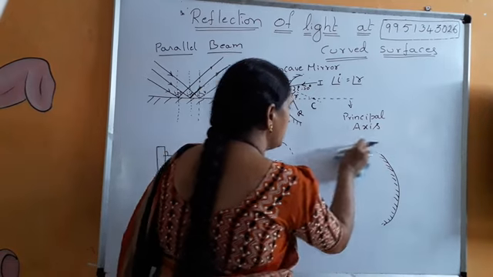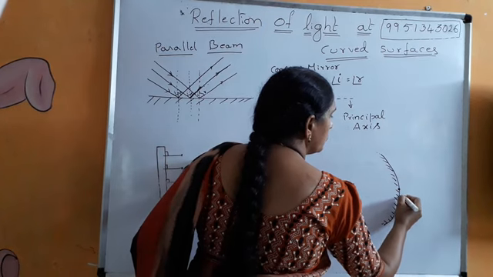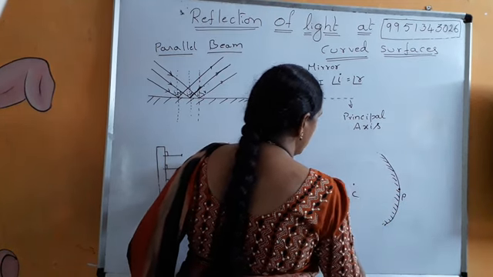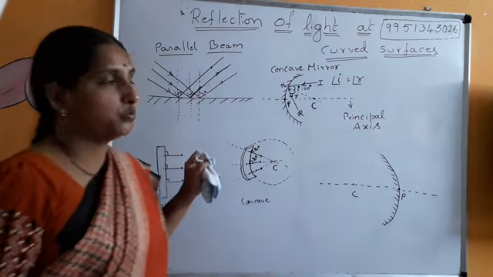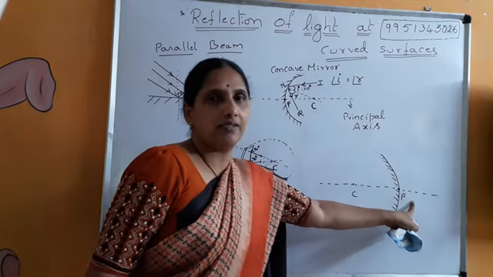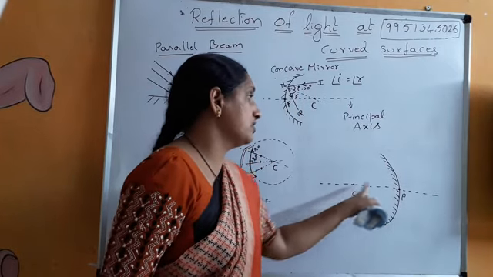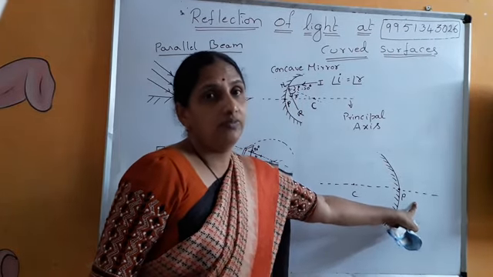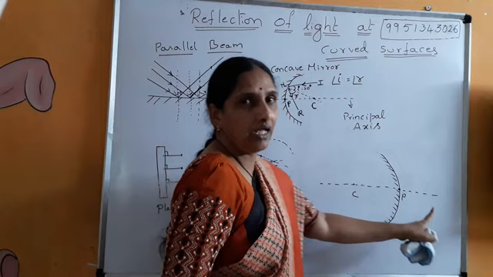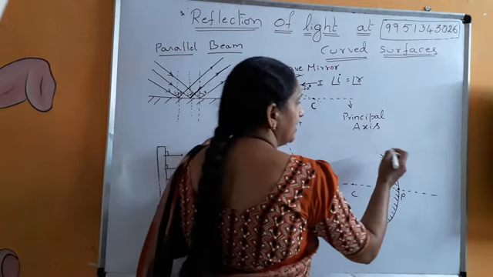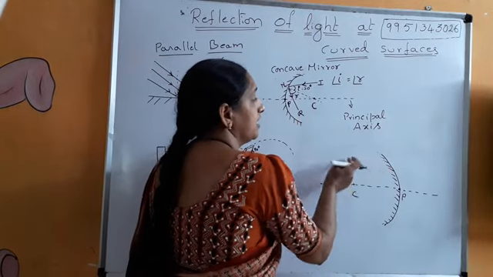Once I am able to locate my center of curvature, this is the pole of the mirror, and this is the center of curvature. Now the principal axis passes through these two points. An imaginary line drawn passing through the center of curvature and the pole of the mirror is the principal axis. What is that? Principal axis. Now this is my reflecting surface. Degrees. Please, by mistake also, don't take the ray from this side.